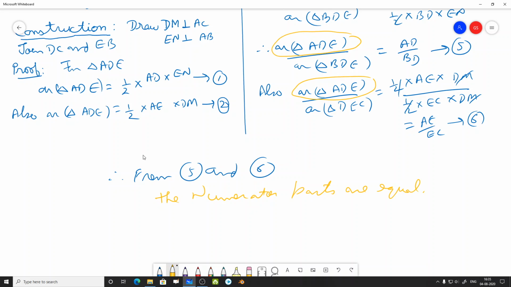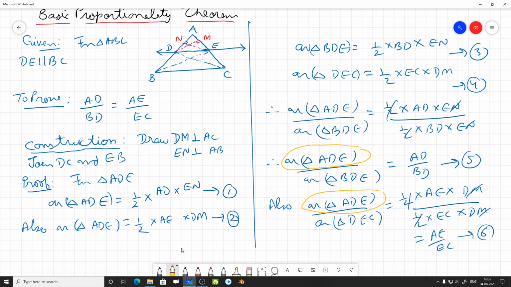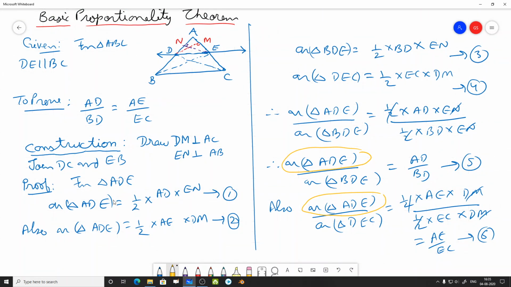Now let us go to the figure again. In the figure we can see the area of triangle BDE, where is our BD? So this is BD, this whole triangle BDE, and there is another triangle also. What is that? Triangle DEC. Now you can see that both of the triangles' areas will be equal.